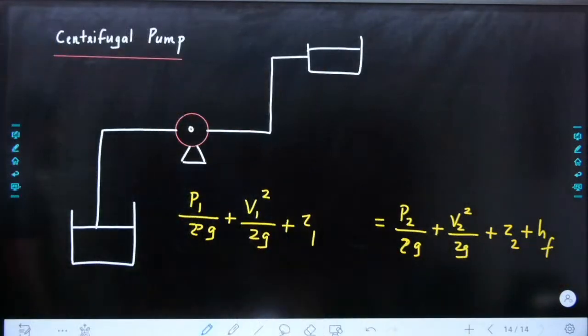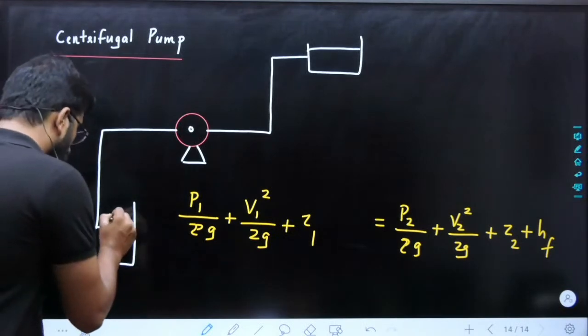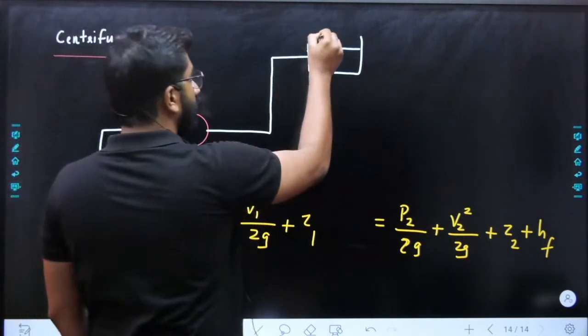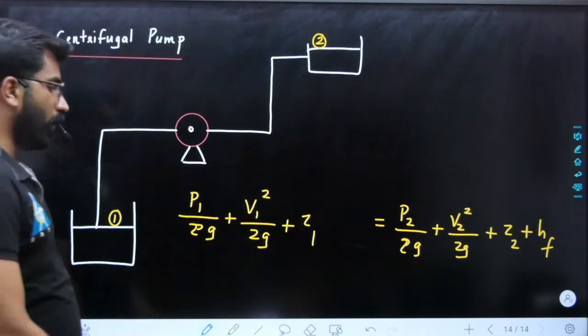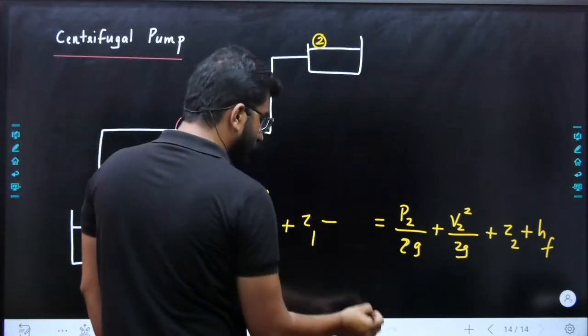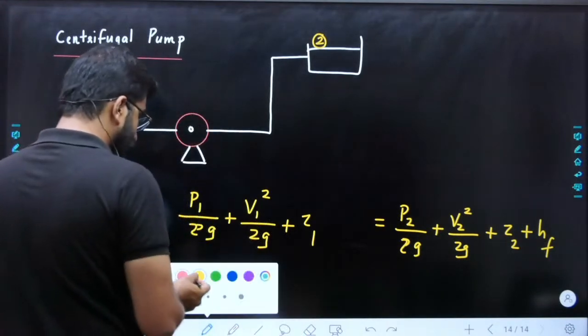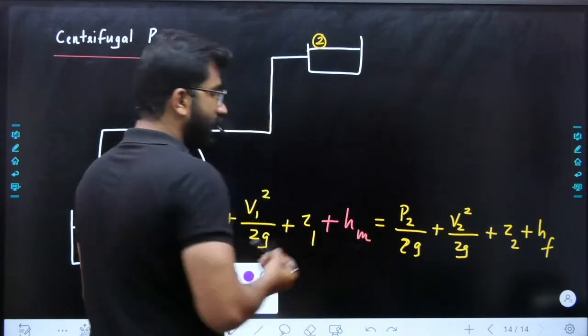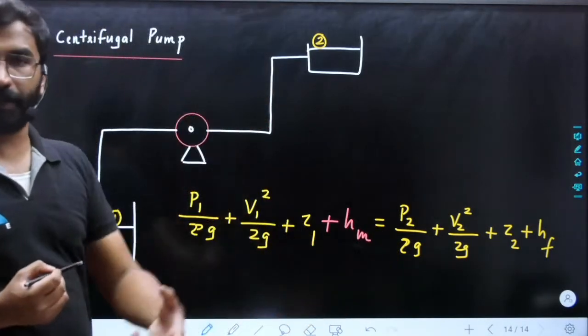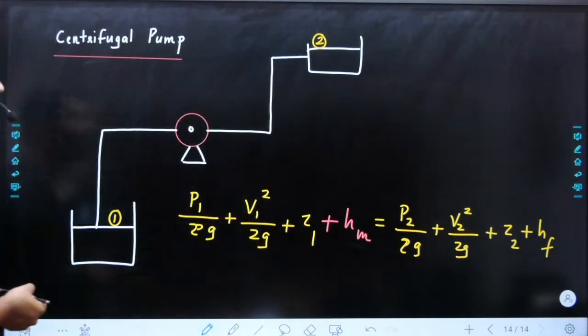Right? Now what is the problem here? We need to make the flow go from low energy to high energy. So to make this flow, we are supplying some energy by using a pump. That energy is represented in this equation by HM. HM is the head developed by the pump.